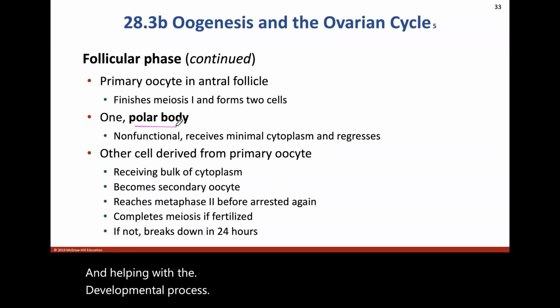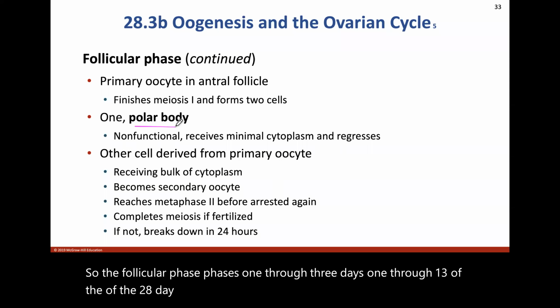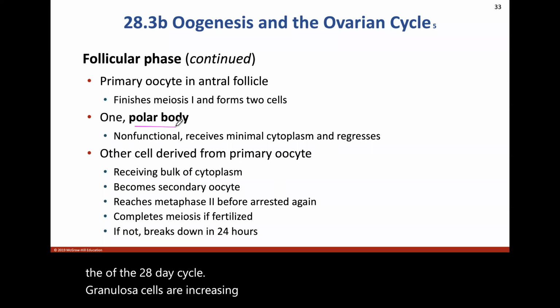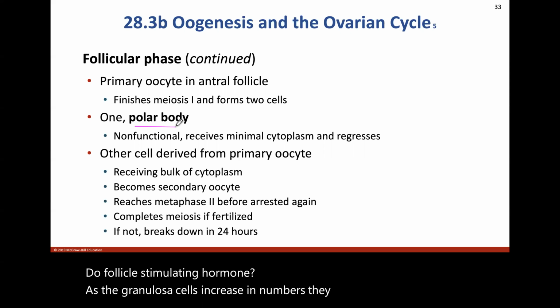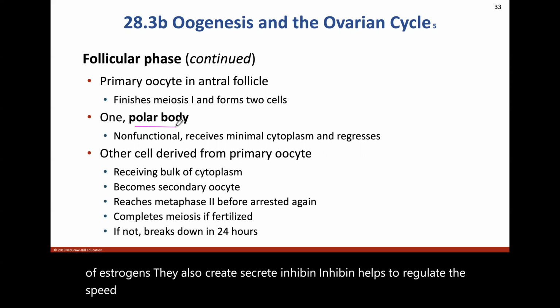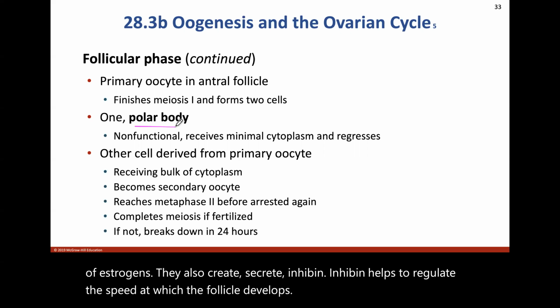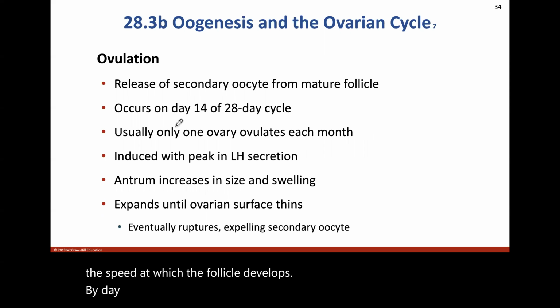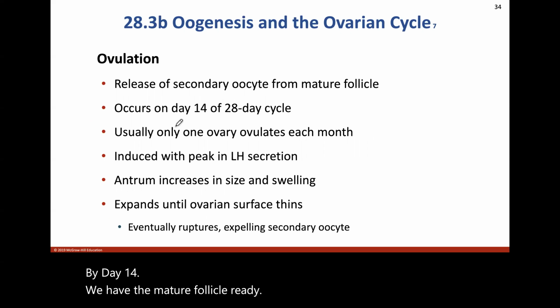So the follicular phase is days 1 through 13 of the 28-day cycle. Granulosa cells are increasing in numbers due to follicle-stimulating hormone. As the granulosa cells increase in numbers, they increase the production of estrogens. They also secrete inhibin. Inhibin helps to regulate the speed at which the follicle develops. By day 14, we have the mature follicle ready. Only one of those 20 has made it to this spot.